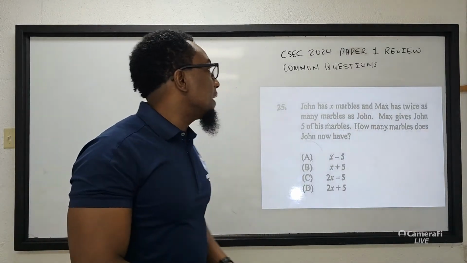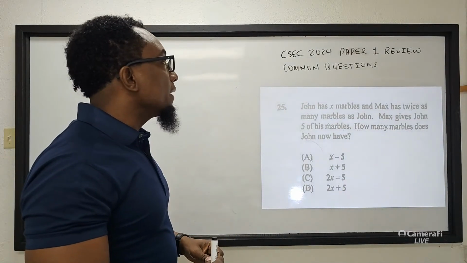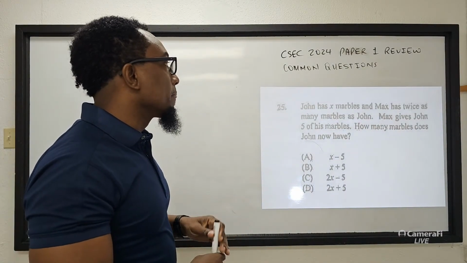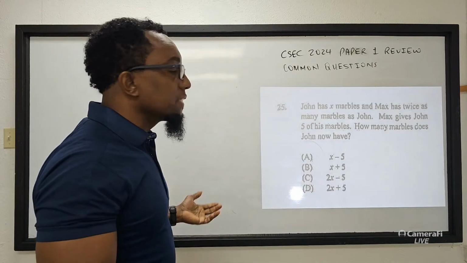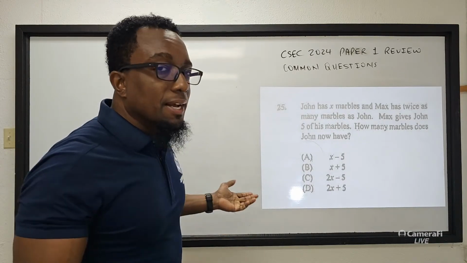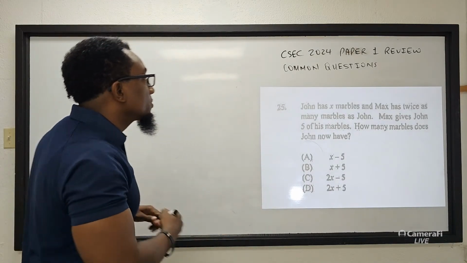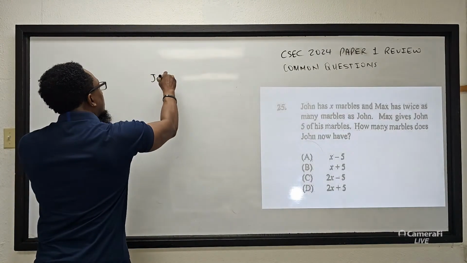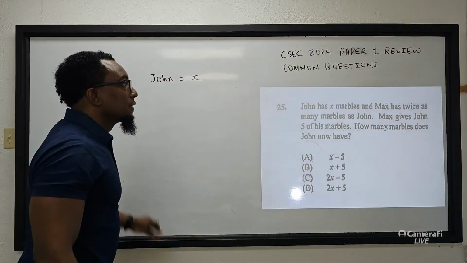John has X marbles and Max has twice as many marbles as John. Max gave John 5 of his marbles. How many marbles does John have? Pretty straightforward, right? So John has X marbles.